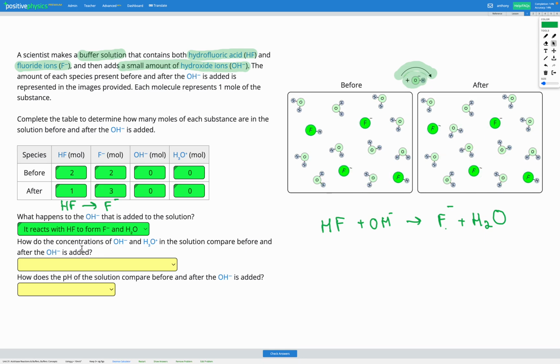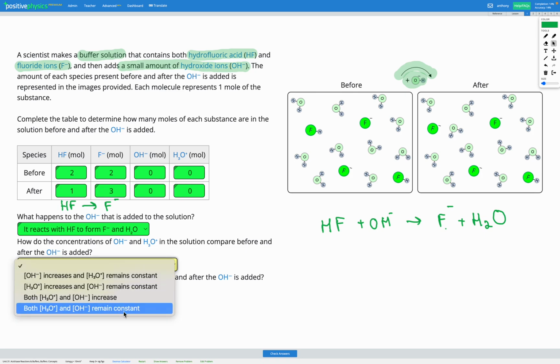Our next question asks, how do the concentrations of OH- and H3O+ compare before and after the OH- is added? Now looking here, we can see we had 0 moles of each to start with and 0 moles at the end. So the concentrations of OH- and H3O+ are unchanged. Both of them remain constant.